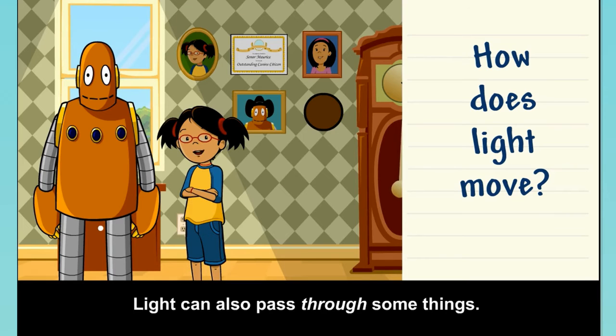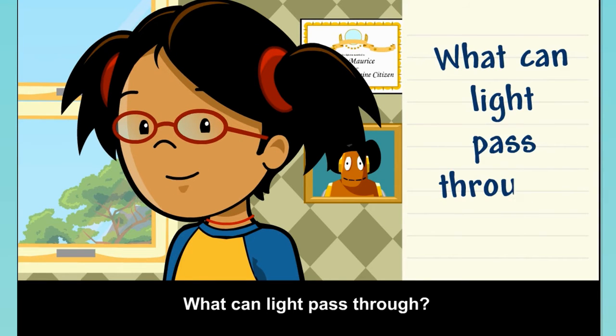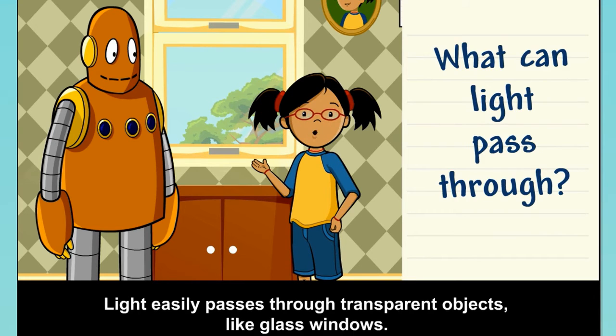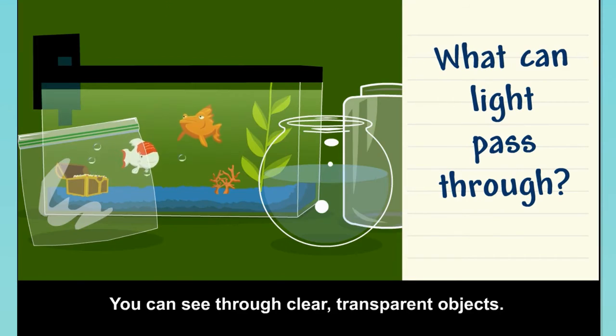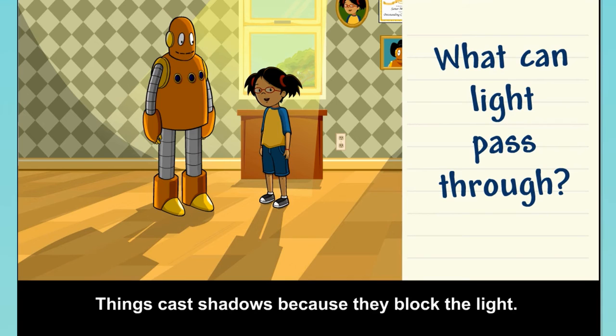Light can also pass through some things. What can light pass through? Light easily passes through transparent objects, like glass windows. You can see through clear, transparent objects. But you can't see through opaque objects. Very little light passes through them. Things cast shadows because they block the light.